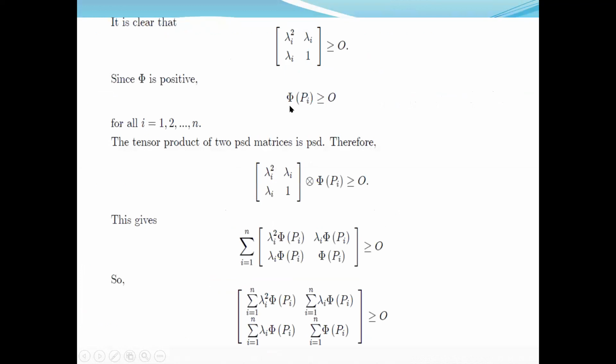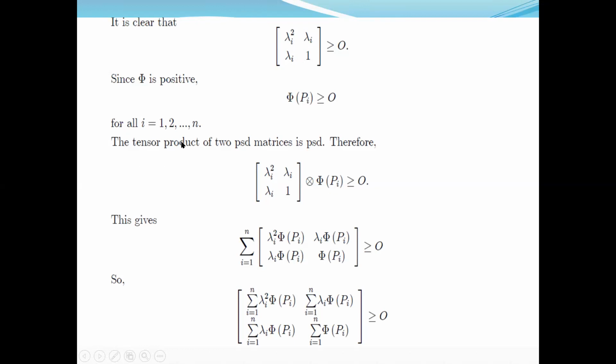Now note that this matrix is positive semi-definite. Why? This is Hermitian because the eigenvalues lambda i are real. Also note that the diagonal entries are both non-negative and the determinant is 0. So this is a positive semi-definite matrix. Also, each Pi is positive and phi is a positive unital linear map, so phi Pi is non-negative.